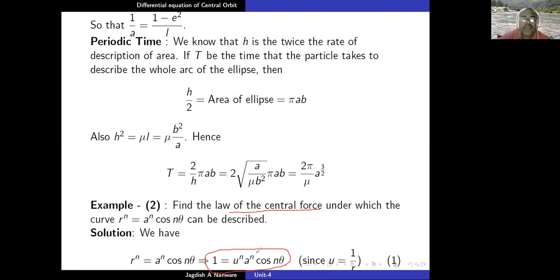Now we differentiate this because to find the central force we have to use the differential equation for the central orbit, and therefore we differentiate this equation 1 with respect to theta. So here you remember that u is a function of r and r is a function of theta. So what is r here? r is the position vector.